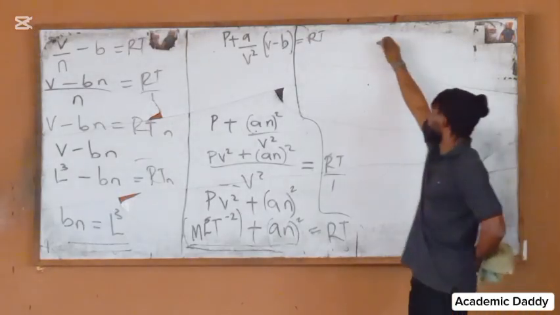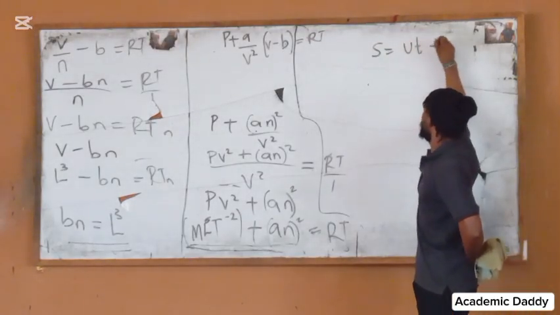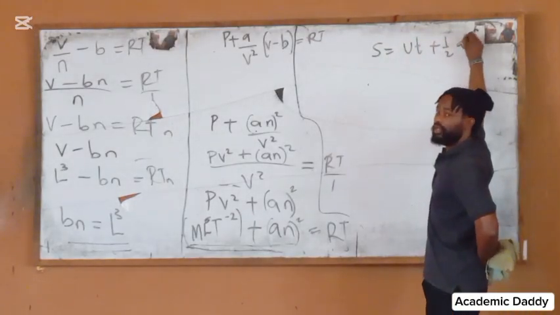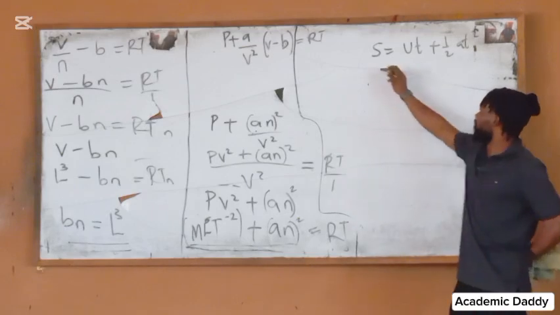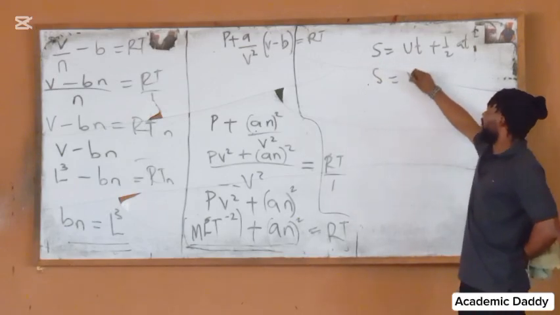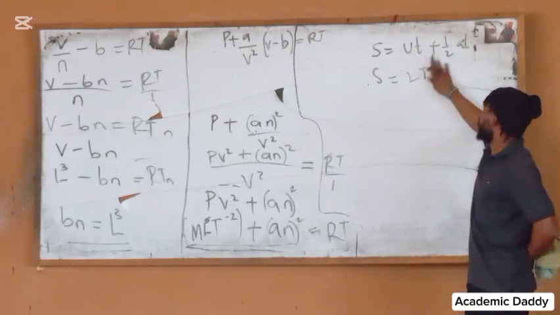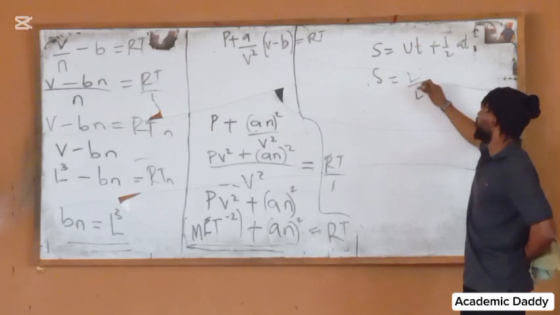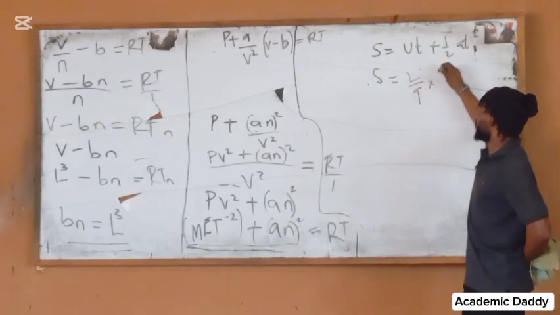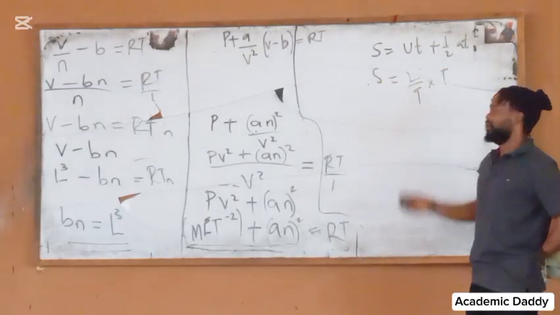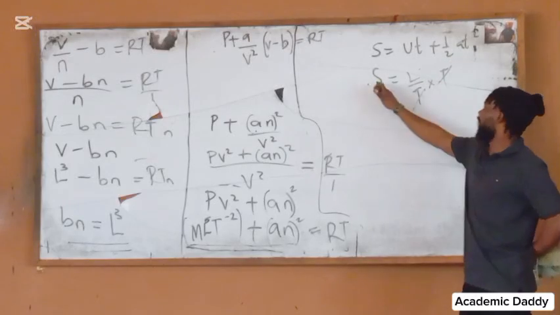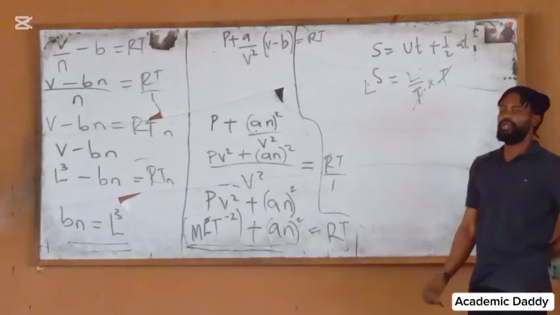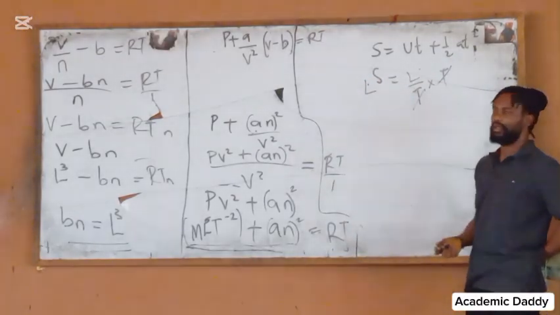Is it for this one? S equals ut plus half at squared. See now, is this not just S equals L over T for you? L over T should be times T. Is it not true? T cancels T and S is L. Is it not true? L equals L.